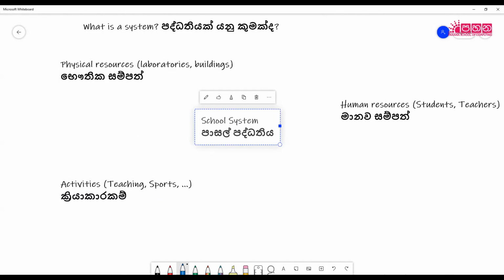Right? There should be a reason, right? There should be an objective. මොකද හේතුවක් තියෙන්න ඕන. හරි? අරමුණක් තියෙන්න ඕන. To achieve what target? මොකද අරමුණ? පාසලක අරමුණ. What is the purpose? What is the objective of school system? Any ideas?